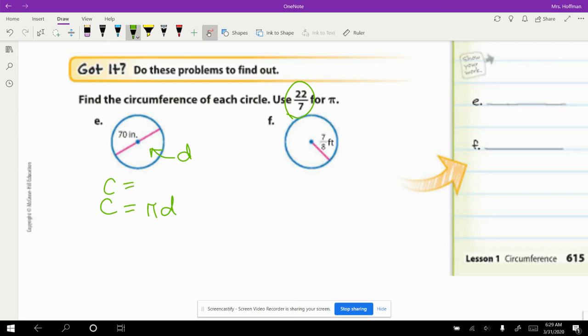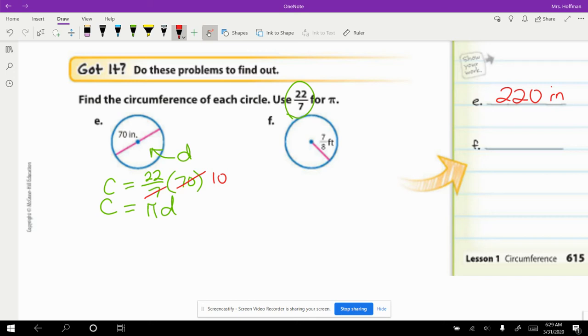Circumference is equal to, and again, we're going to use 22/7 for pi. And you're going to see something kind of cool happen here. And then diameter is 70. And the nice thing is, these two things are going to cross cancel. 7 and 70 become 1 and 10. 10 times 22 is 220 inches. So, we're going all the way around the circle.